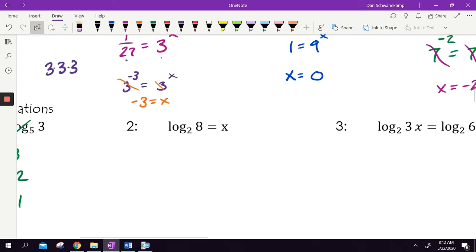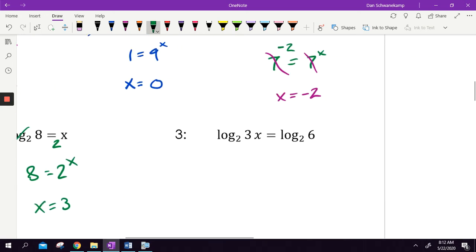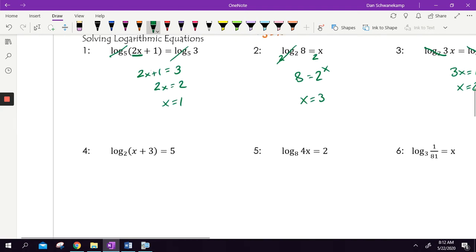Number 2, I don't know why I put this problem in the notes 47 times. We're going to raise both sides to base 2. 2 to what power gets me 8? It's 3. Next one, log base 2 of 3x is equal to log base 2 of 6. Again, I've got log base 2 on both sides. I don't need those anymore. I just get 3x is equal to 6, so x is 2. That's pretty easy. Hopefully you're seeing what's going on with that.